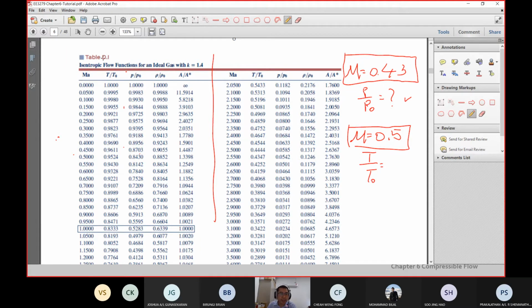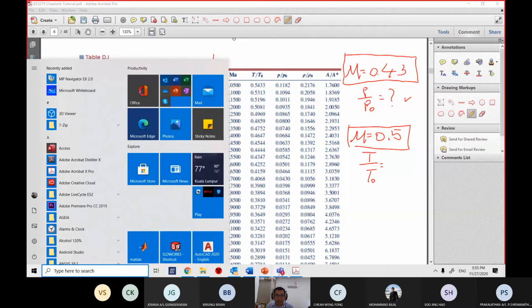Based on this diagram, based on table D1 for isentropic flow function with k equal to 1.4, now in your calculation, you found out that the Mach number is 0.5. What is the value of T over T0 from this table? Are you able to tell me the value? Okay, I'm going to ask someone.